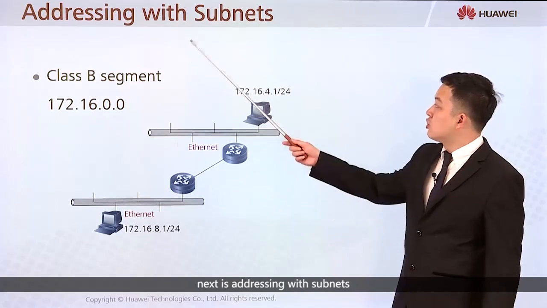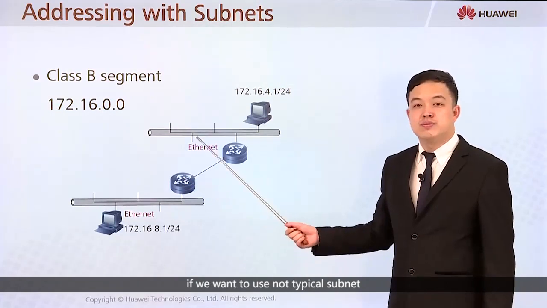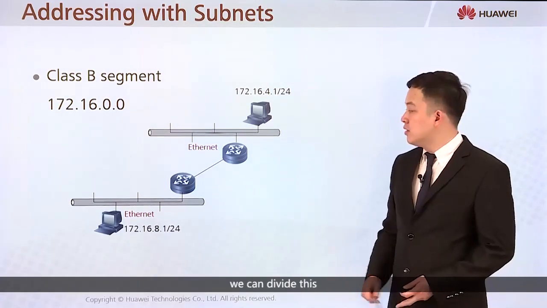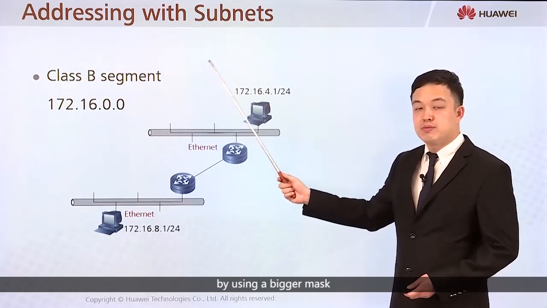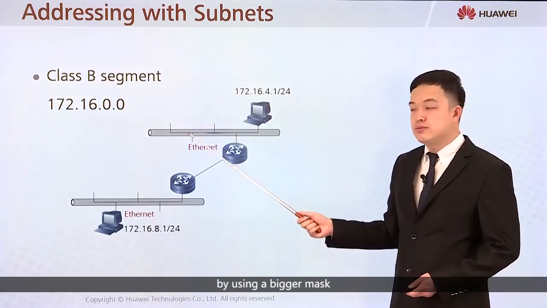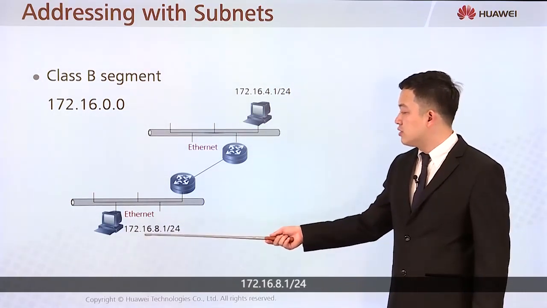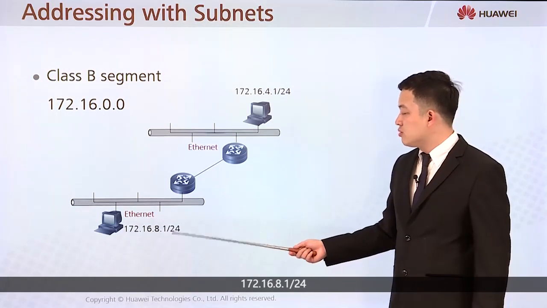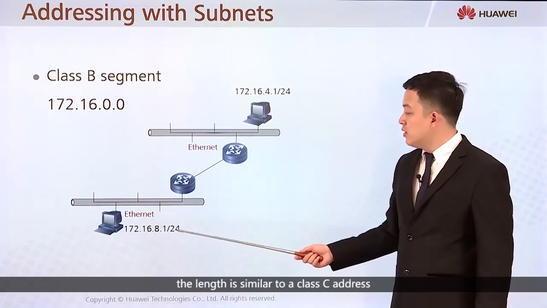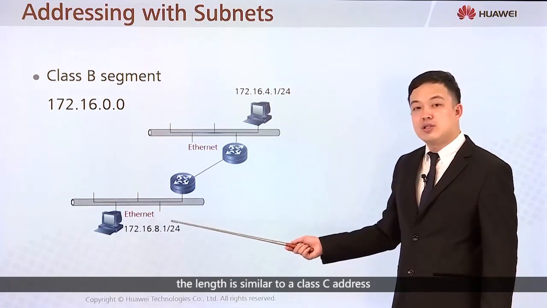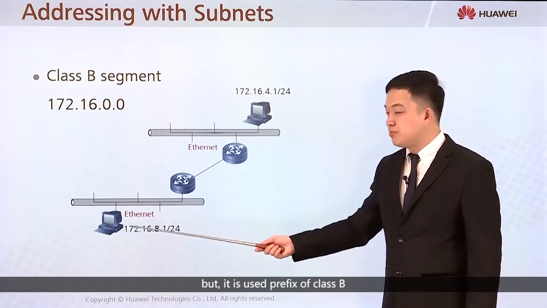And next is addressing with subnets. If we want to use not a classful subnet, maybe a smaller one, we can divide this big class B segment into smaller ones by using a bigger mask. This is another example, 172.16.8.1/24. That means the mask is 24 bits long. The length is similar to a class C address, but it uses the prefix of class B.